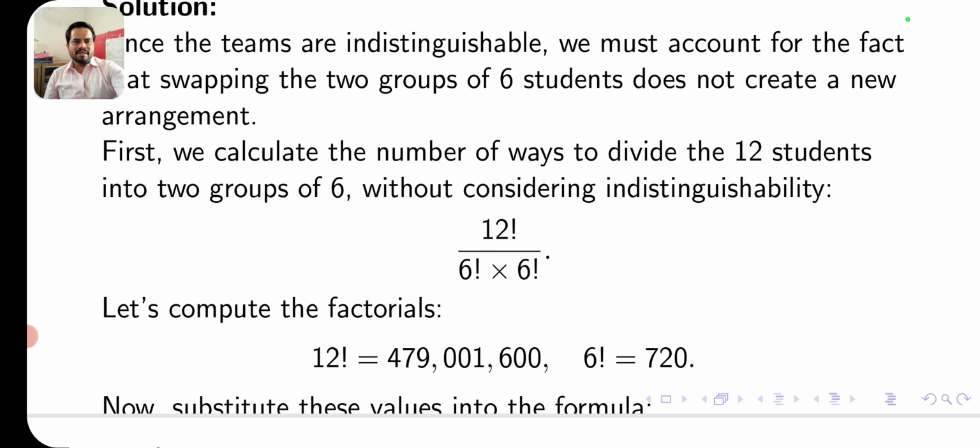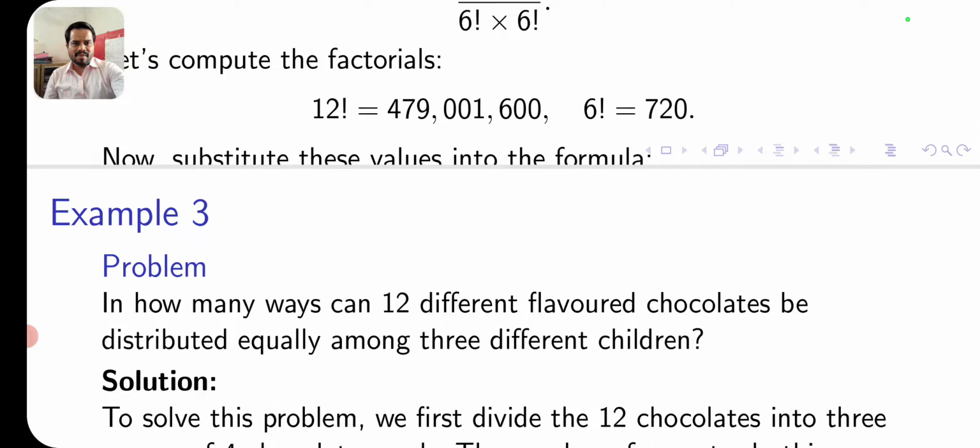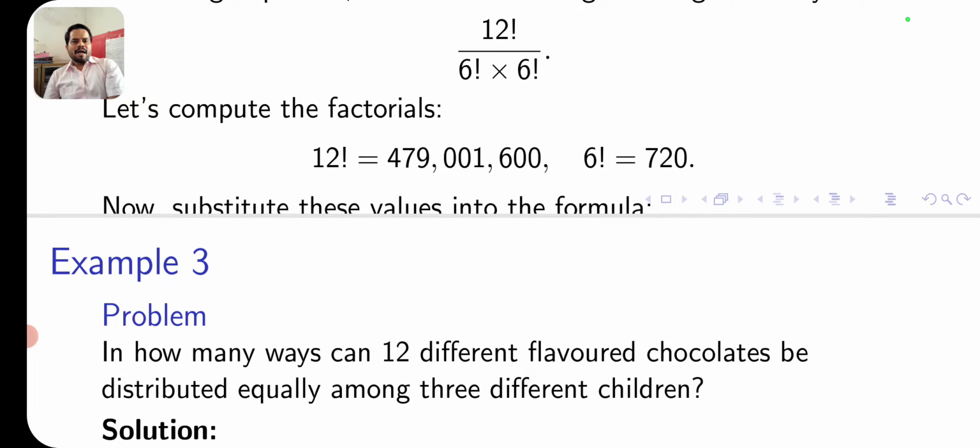So see here the next example. In how many ways can 12 different flavored chocolates be distributed equally among 3 different children? Read the example again.